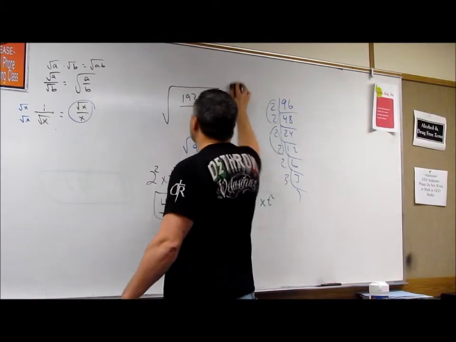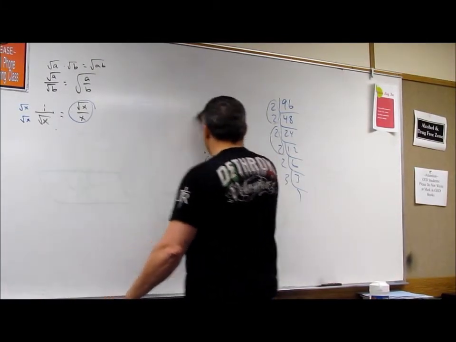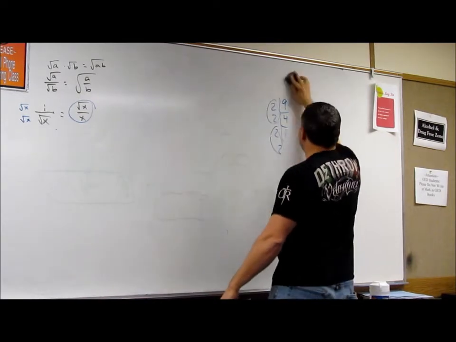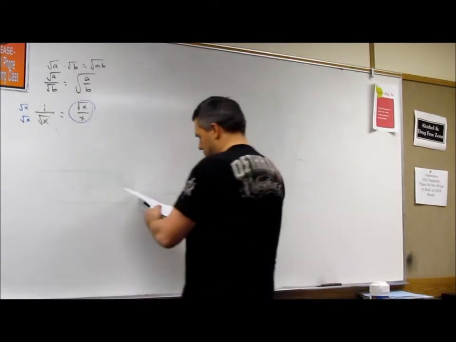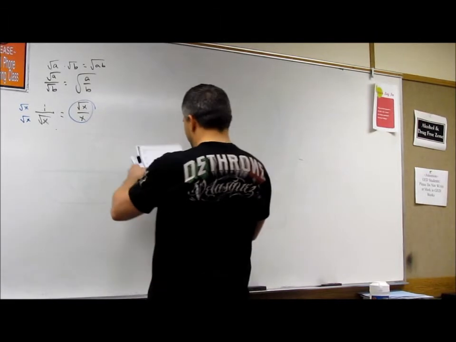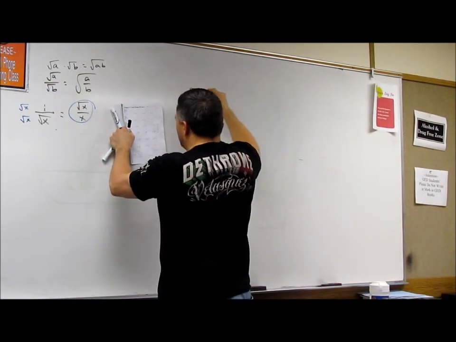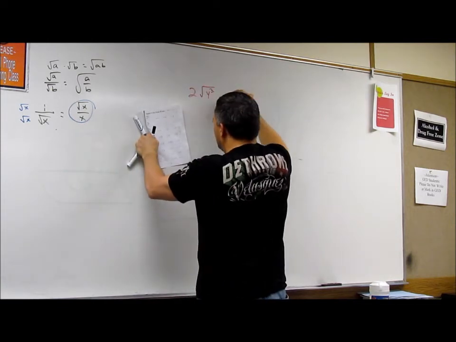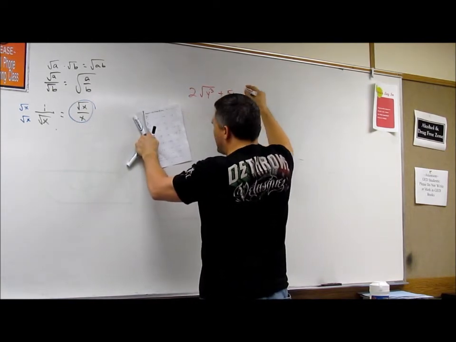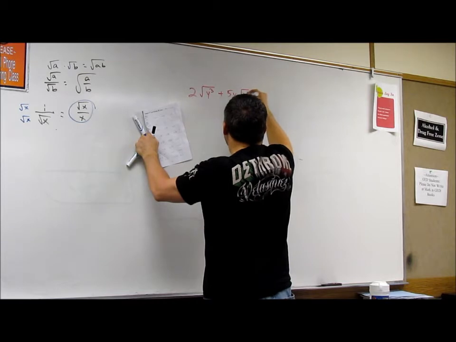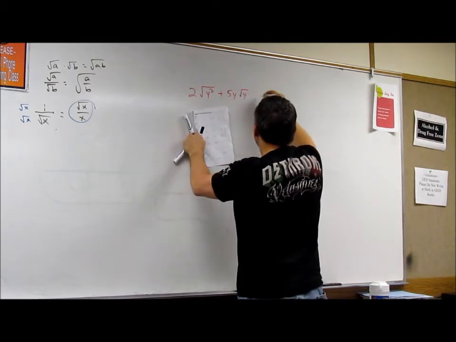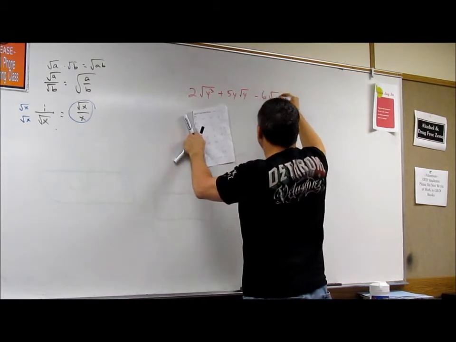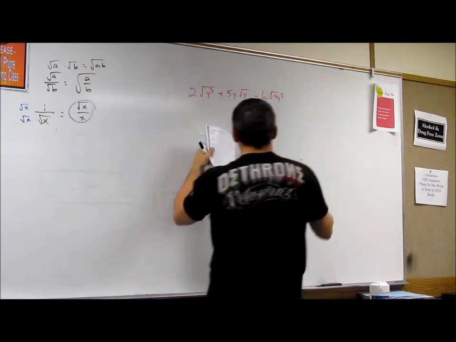And then we've got the last problem. 2 square root y cubed plus 5y square root y minus 6 square root 4y cubed.